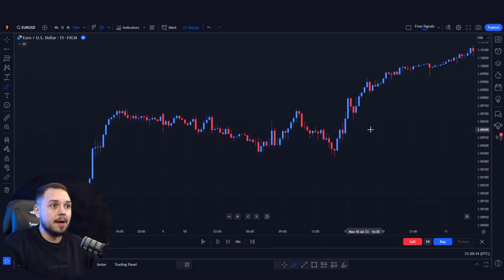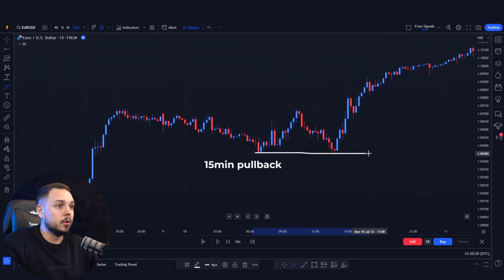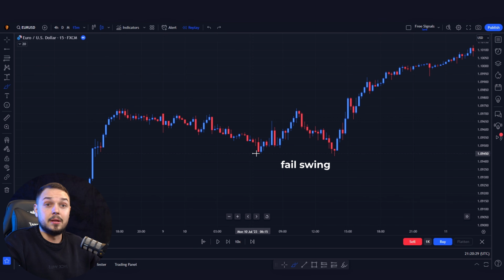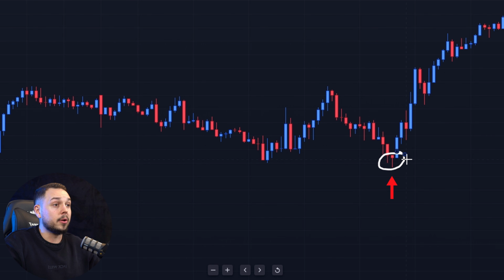So what do we have? We have a pullback over here. So push, exhaustion, pullback, right? What do we have over here? What's so important? Well, it's a fail swing. One more time, look, a nice little supported area. Fail swing over here doesn't make a new low. Eventually, a pin bar candlestick signifying buying pressure and then an engulfing candlestick to confirm the trade.